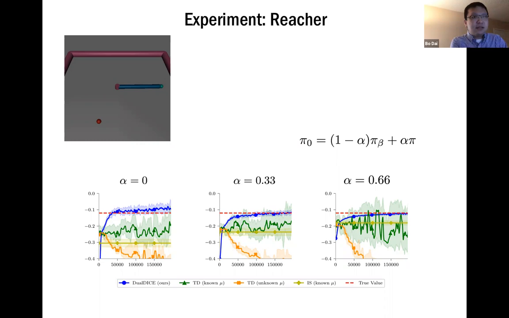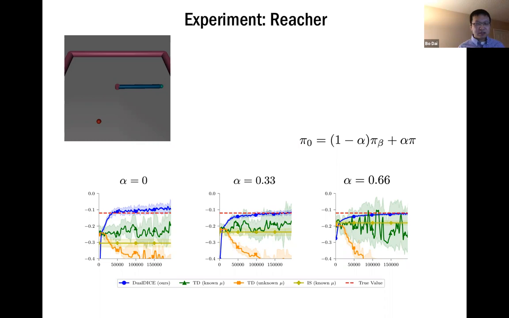And we construct the pi zero to collect the data. Pi zero is a mixture distribution, which has 1 minus alpha weight from pi beta, which is totally different from your pi, plus alpha weight from your pi target policy. So when alpha is increasing, pi zero becomes more and more similar to the target policy. And in the figure you can see we gradually increase alpha from 0 to 0.66. So the problem becomes easier and easier because the behavior policy is more and more similar to the target policy.